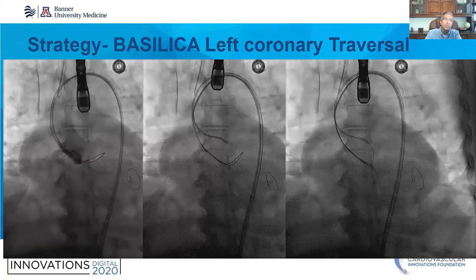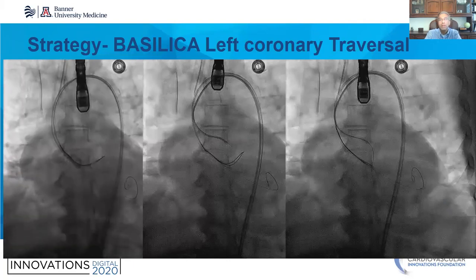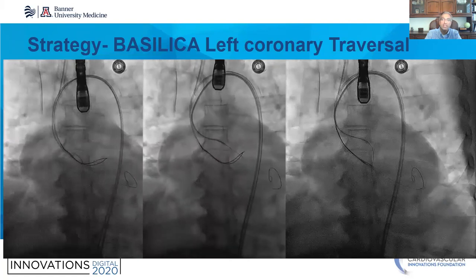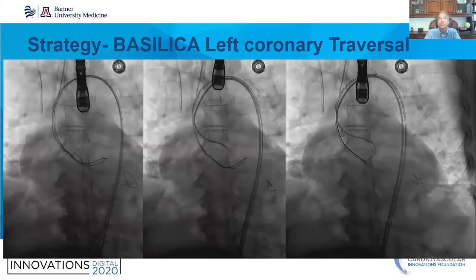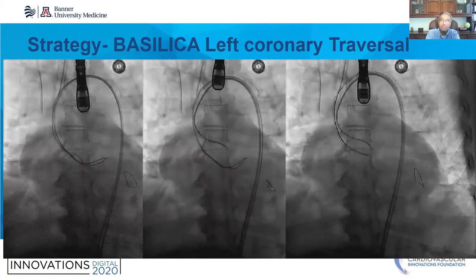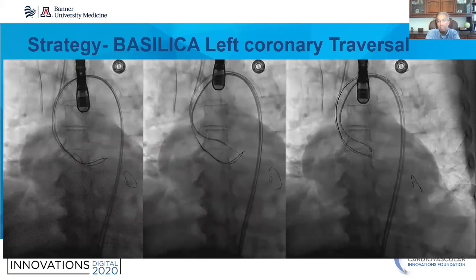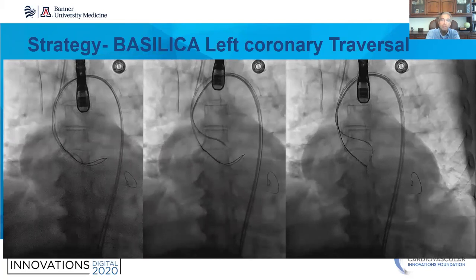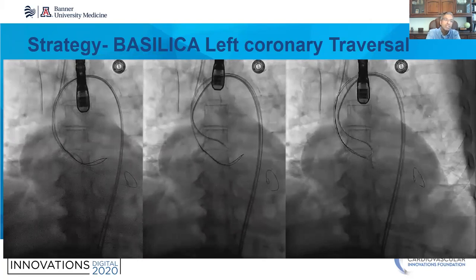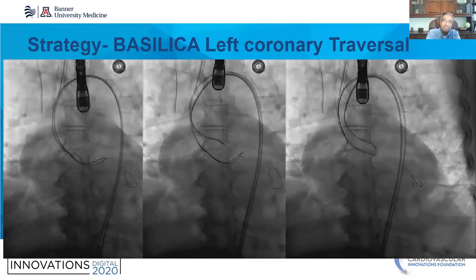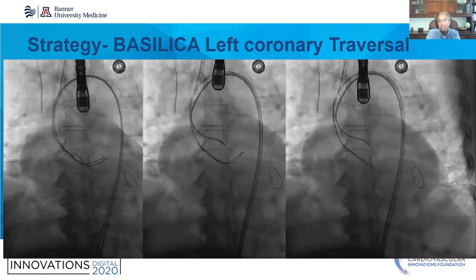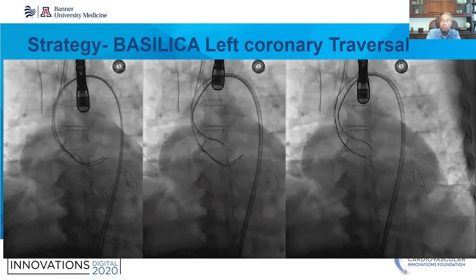Our strategy was to do a BASILICA to mitigate left coronary risk of obstruction given her age, and hence we chose to plan for a left coronary BASILICA. The right coronary being non-dominant was thought to be something that we didn't need to perform a BASILICA for. So the setup, for those that are unfamiliar, is a dry seal sheath in one of the sides. In this case, it didn't matter. Both sides were suitable for TAVR.